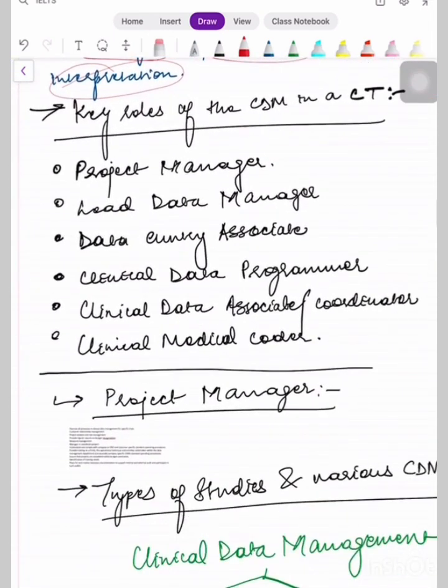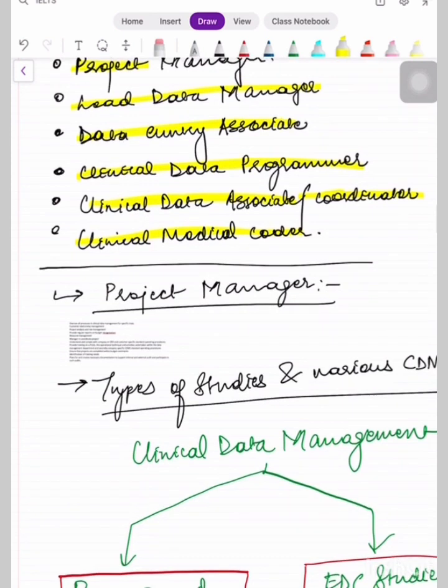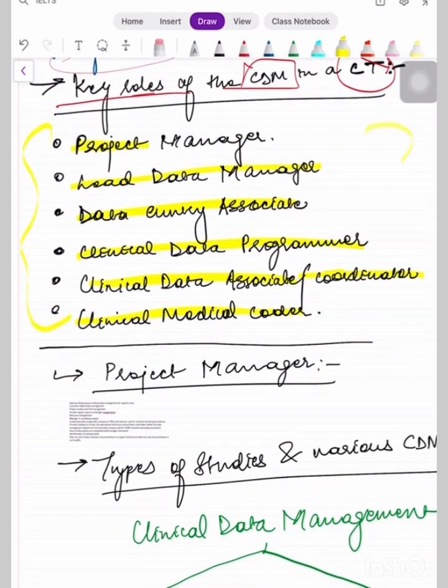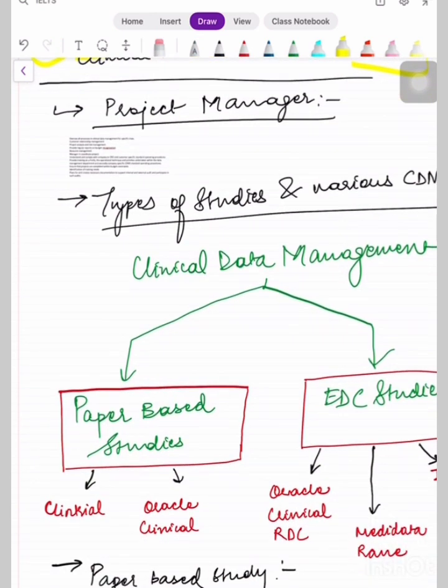Now what are the key roles of CDM in a clinical trial? Why do we need CDM, and what are the key roles? This is not about why we need CDM, it's about key roles of CDM in a clinical trial. So we have project manager, head data manager, data entry associate, clinical data programmer, clinical data associate and coordinator, clinical medical coder. With the help of all these people, the CDM team is made in a clinical trial. Now project manager, I'm going to explain only one.